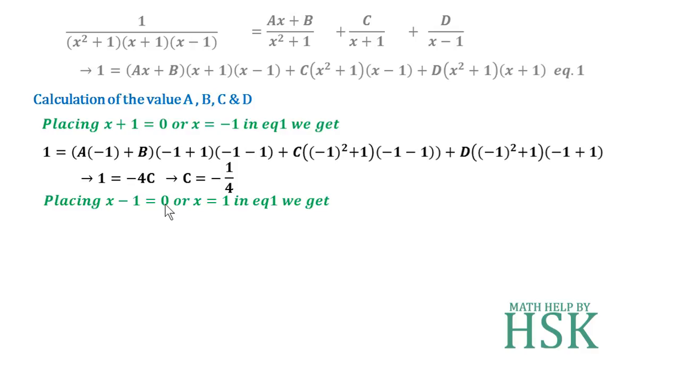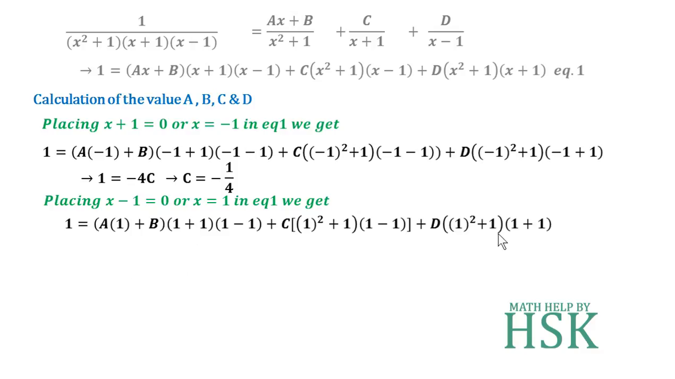Similarly, on placing x minus 1 equal to 0, or x equal to 1, in equation number 1, we get this expression, and you can see that x plus 1 is here, x minus 1 is here and x minus 1 is here. So these two terms on placing x equal to 1 will become 0. The terms containing a, b and c will become 0, and this will be equal to 4d. So I'm going to get 1 is equal to 4d, or d is equal to 1 upon 4. Now continuing further.